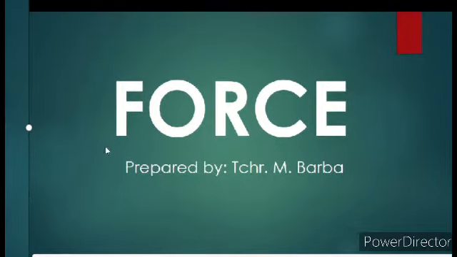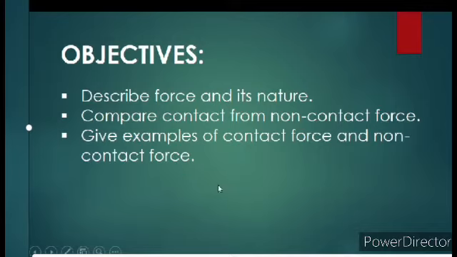Before we start, let us know first the objectives of the lesson. We have here three objectives of our lesson. First, describe force in its nature. Second, compare contact from non-contact force. And third, give examples of contact force and non-contact force.